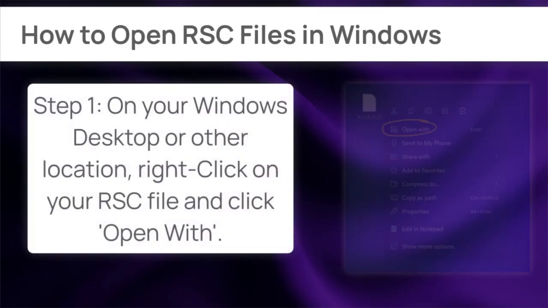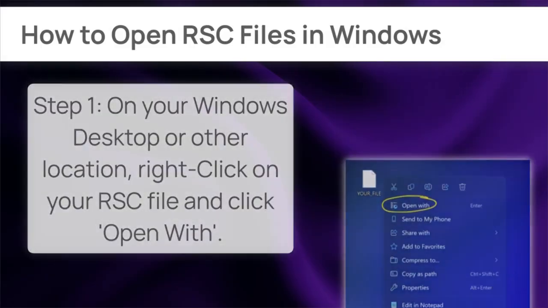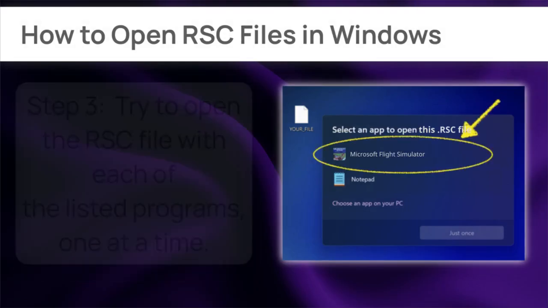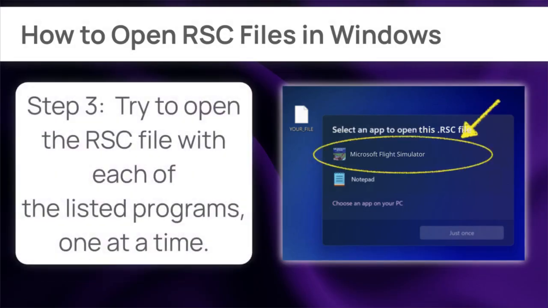We'll begin by checking potential openers. Right-click the RSC file and click Open With. If Microsoft Flight Simulator is present, use that first. If it's missing, select another program. A quick test will reveal the right app.